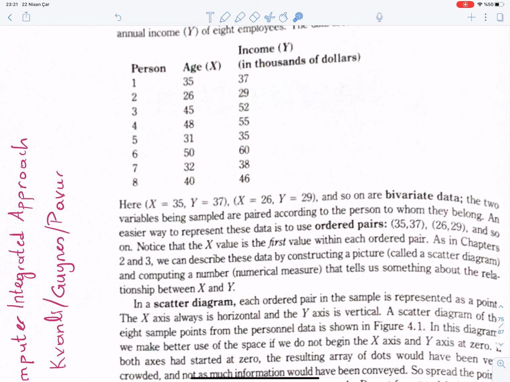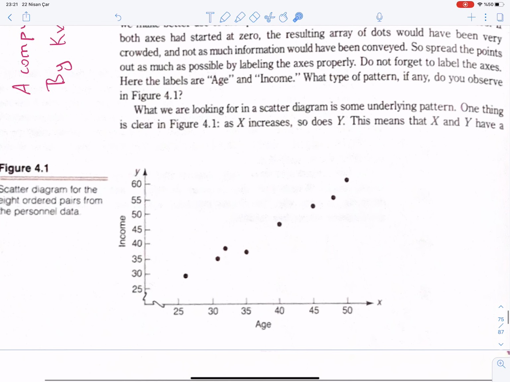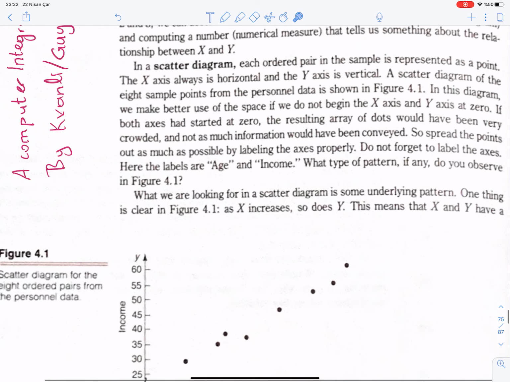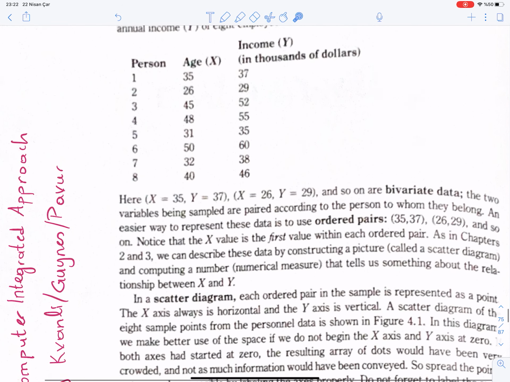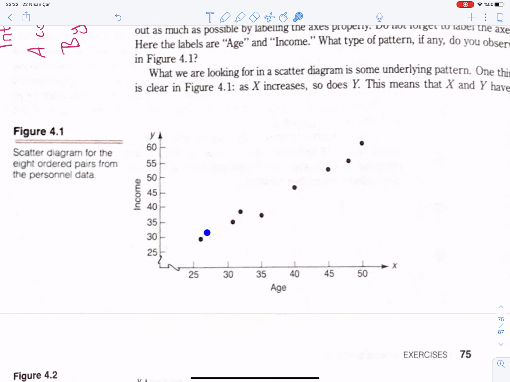To understand the relationship, the book has already drawn a picture of this diagram, a scatter diagram. For each age, its income is drawn. For instance, this one is like 26 something. Yes, this is the second observation, 26, and the income is 29.